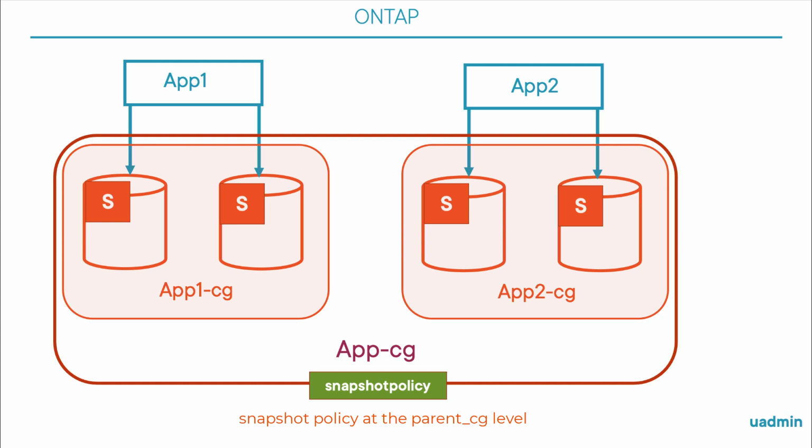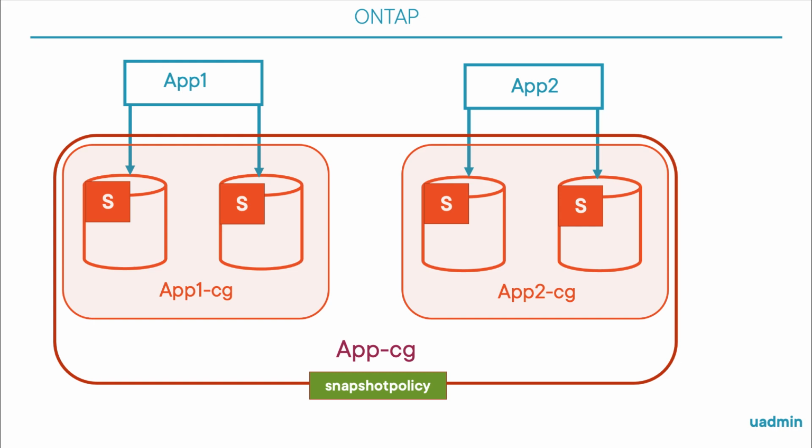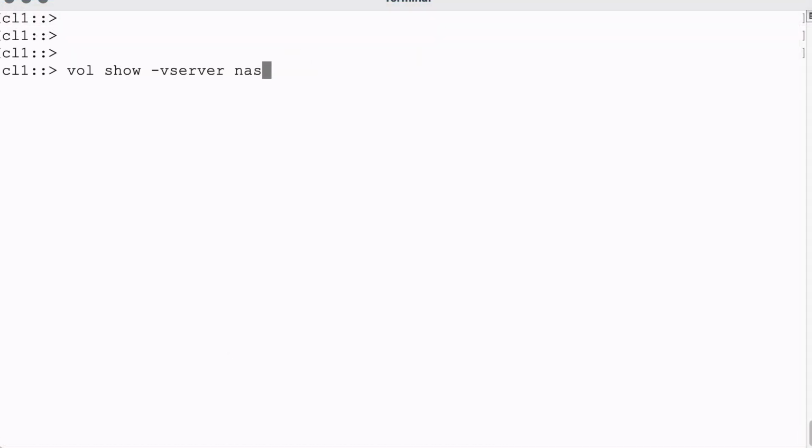And of course, next to creating a snapshot at the parent level, you can also restore a snapshot at the parent level, bringing all volumes in line again. Currently, the maximum number of child consistency groups in a single parent is 5. Now let's set up a parent consistency group.